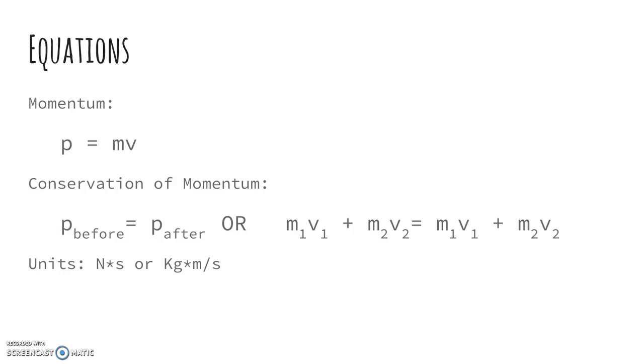And so what you see right next to that is m1v1 plus m2v2 equals m1v1 plus m2v2. And that essentially means that the addition of all the objects, the momentum of all the objects before, equals the addition of all the momentum of objects afterwards. So the units for momentum are Newton seconds, or kilograms times meter per second.